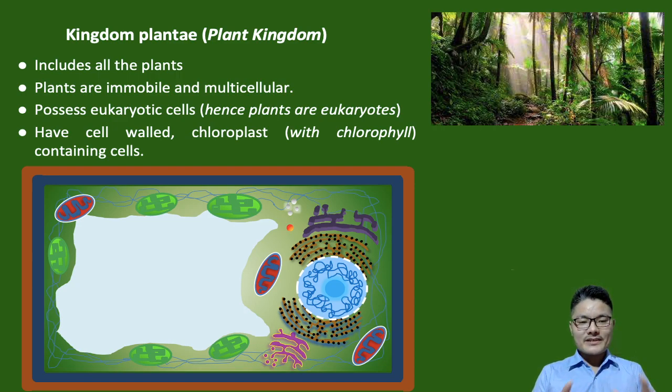So what we have discussed so far is that plant kingdom includes different plants. Plants are usually immobile and multicellular, and these cells are eukaryotic cells. And a prominent characteristic of plant cell is that unlike animal cell, plant cell is surrounded or protected by cell wall, and chloroplast is present within the plant cell, which makes them able to photosynthesize, and hence they are called autotrophs, right?